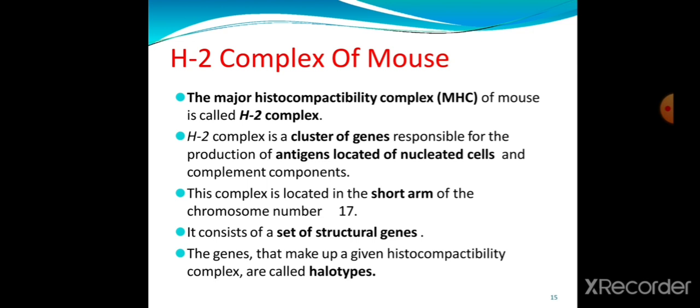In mice the chromosome number changes, it is chromosome number 17. In mice, at chromosome number 17, it is termed the H2 complex. So the major histocompatibility complex of mouse is called the H2 complex. The H2 complex is a cluster of genes responsible for the production of antigens located on nucleated cells and complement components. This complex is located in the short arm of chromosome number 17.